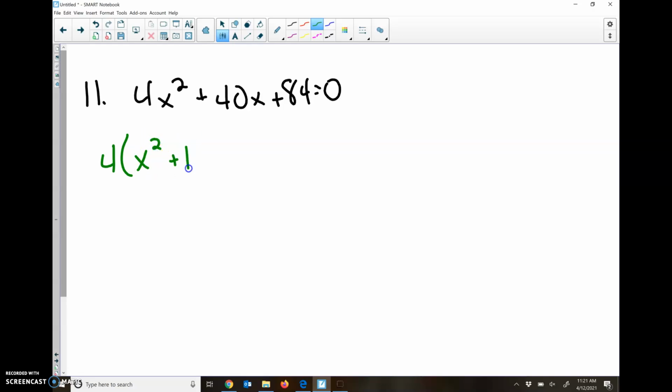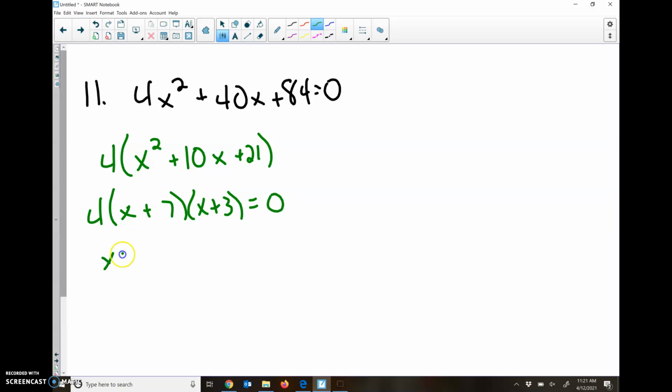So there's x squared. That's 10x. And this is 21. And again, we like these because it's just an x squared there. So two numbers that multiply to 21 and add to 10. So 7 times 3 is 21. And 3 plus 7 is 10. But then it wants us to solve it. So remember, then we just set these equal to 0.